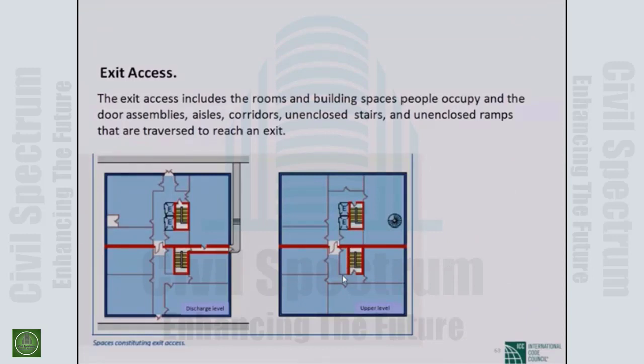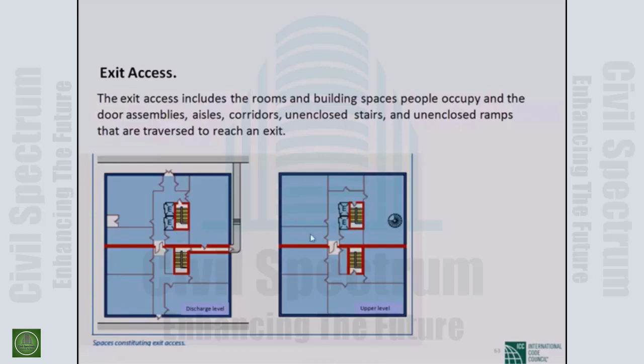Now this is an example of what exit access is. This graph is taken from another picture of an FPA. You can see the left one is the upper level and the right one is the discharge level, where you have discharge from all floors. If it is top, then second, then third, then ground level, you have the discharge level. So the left one is the discharge level, the right one is the upper level.